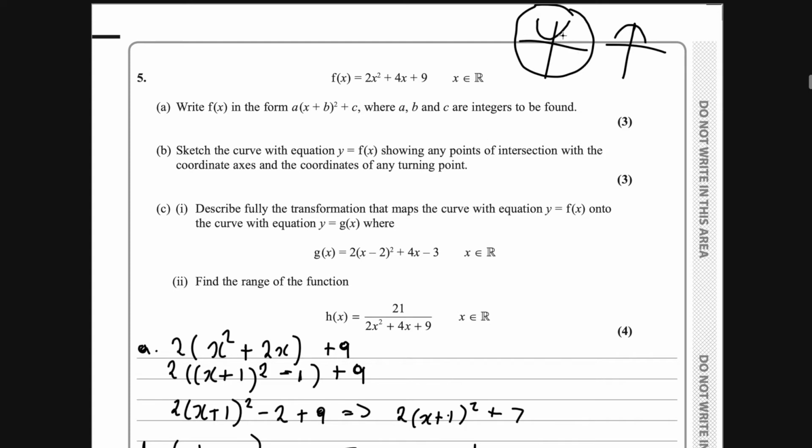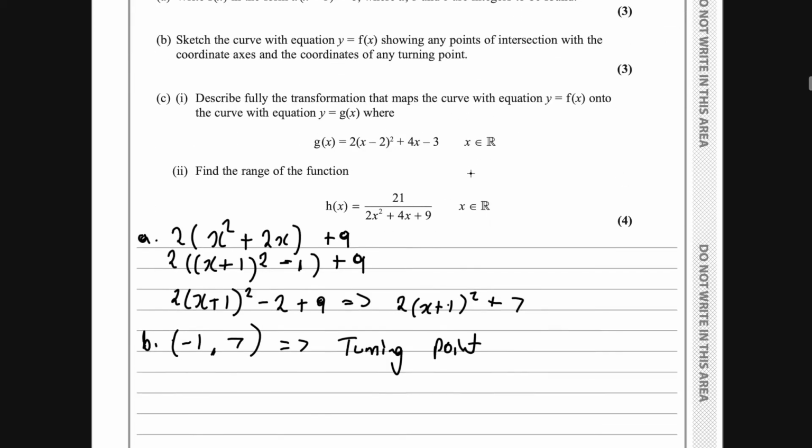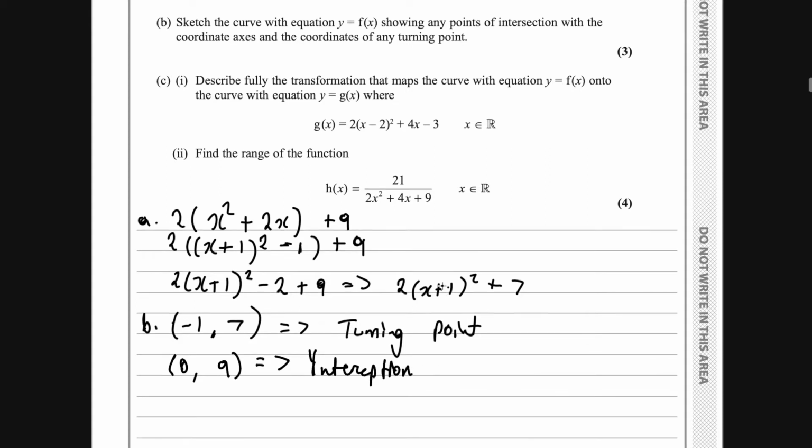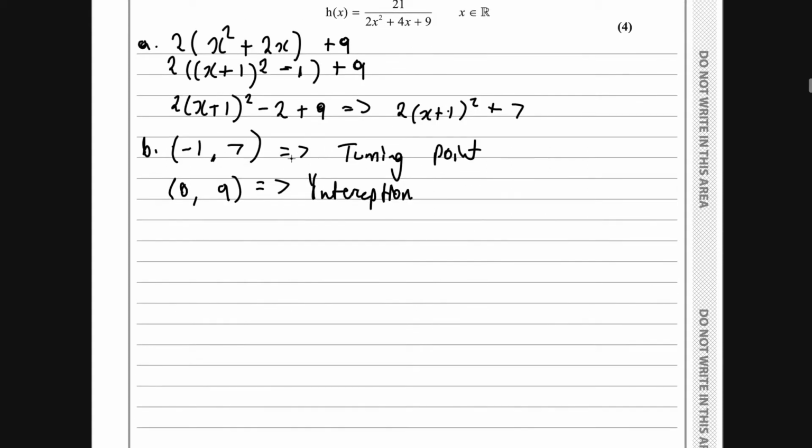Now, to find out the point of this y-intercept, we're going to just substitute 0 in here. So 2 times 0 squared plus 4 times 0 plus 9 is 9, and that tells us the y-intercept of the graph. So this there is the intercept. Okay, so these are our 2 key points that we're going to be taking forward with us when we construct the graph.